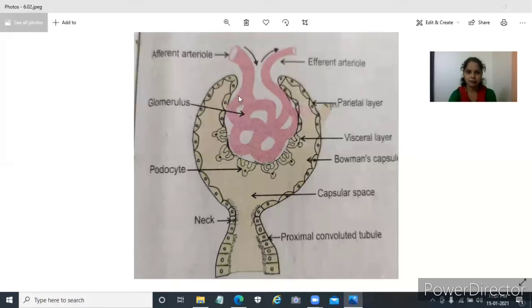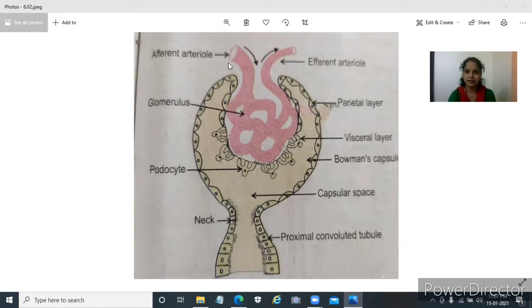Glomerulus is a bunch of capillary. It's a bunch of fine capillary network-like structure present inside the Bowman's capsule. So this is a globular network of the blood capillary. These blood capillaries are fenestrated or perforated. That's a globular structure called a glomerulus.